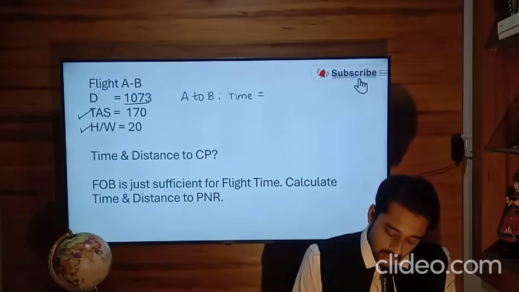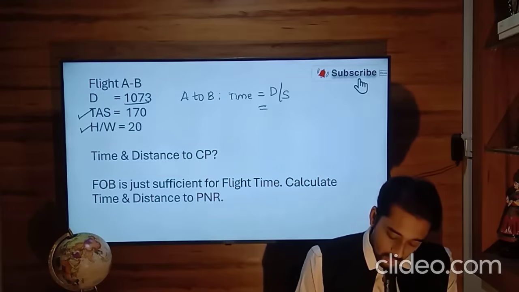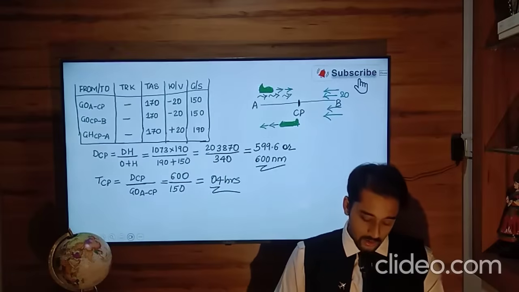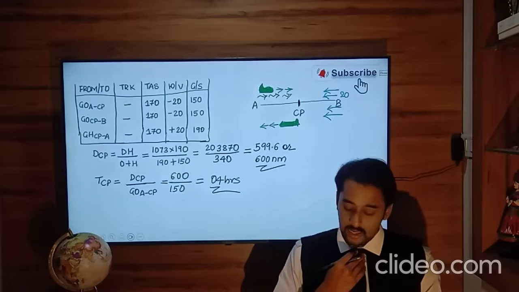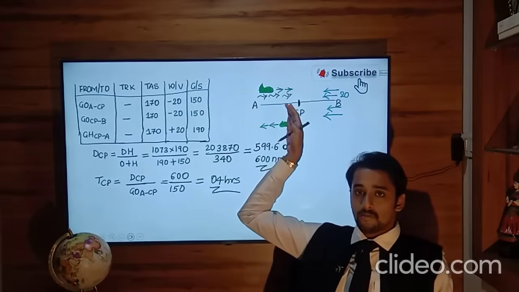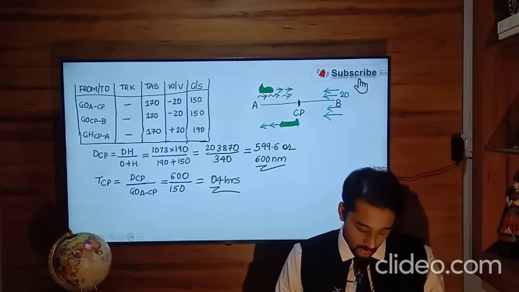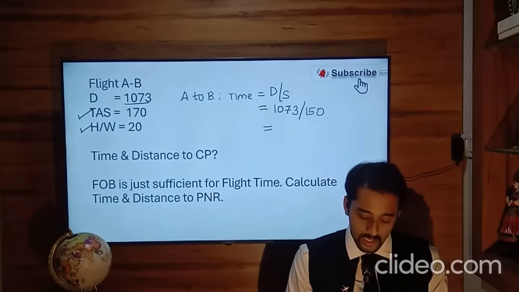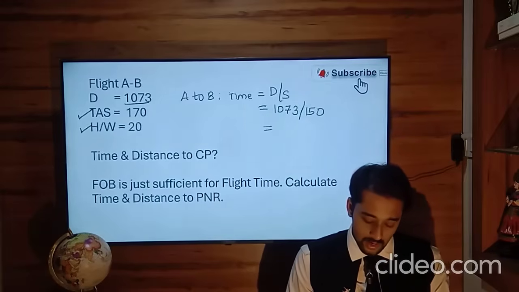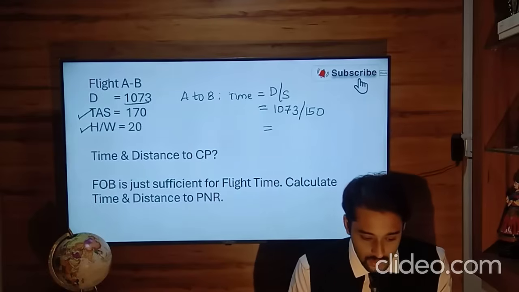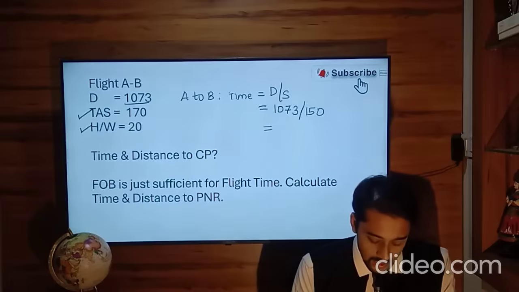Distance divided by speed. So 1073 divided by outbound speed. So outbound speed is how much? It is 150 knots going from A towards B. So your flight time is 1073 divided by 150. So that is equal to 7 hours and 9 minutes.